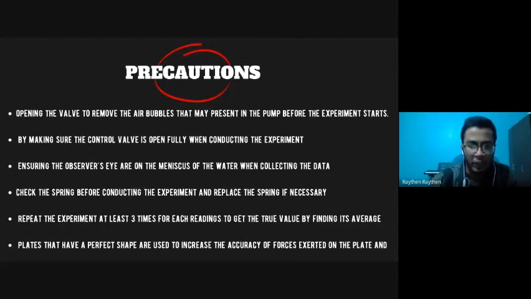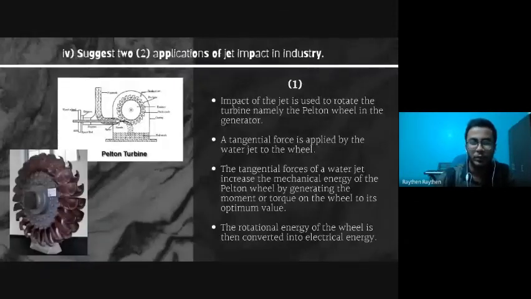In addition, parallax error can be prevented by ensuring the observer's eyes are on the meniscus of the water when collecting the data. Besides that, check the spring before conducting the experiment and replace the spring if necessary. Moreover, repeat the experiment at least 3 times for each reading to get the true value by finding its average. Last but not the least, plates that have a perfect shape are used to increase the accuracy of forces exerted on the plate and thus giving more reliable data. For the next part, I leave it to the next presenter.